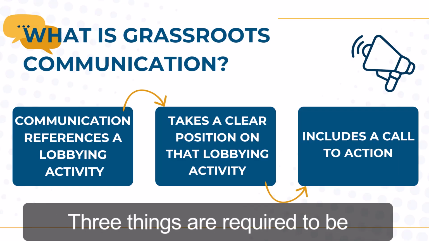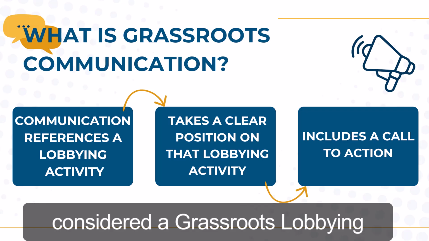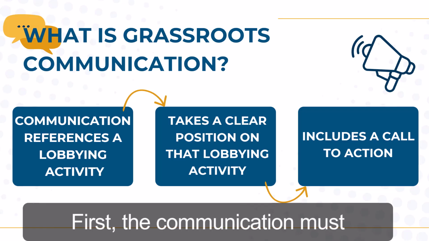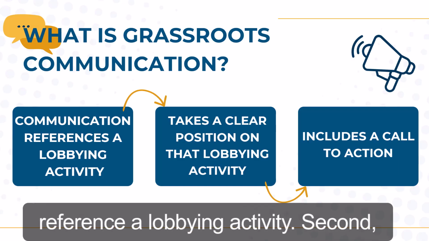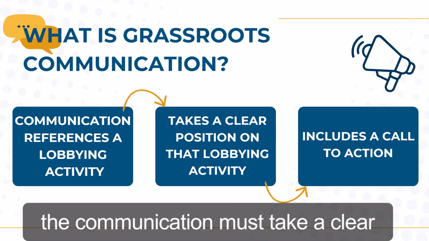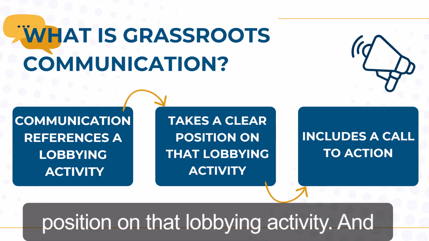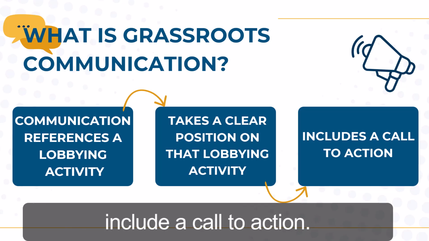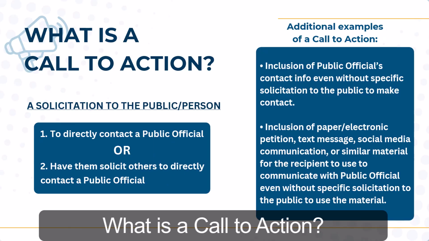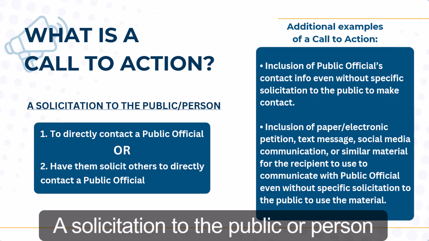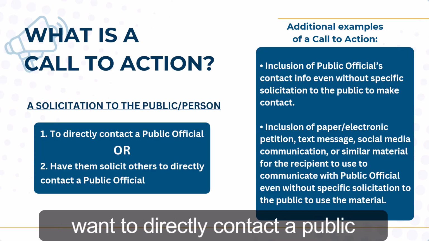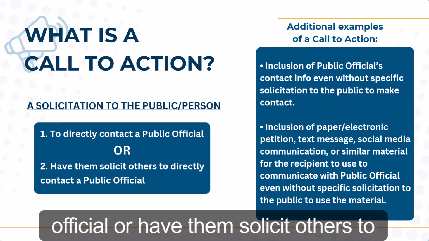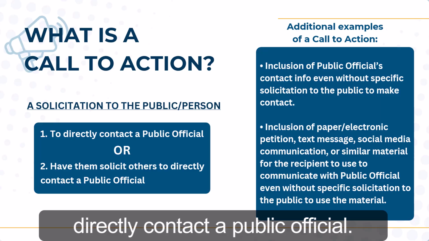Three things are required to be considered a grassroots lobbying communication. First, the communication must reference a lobbying activity. Second, the communication must take a clear position on that lobbying activity. And finally, the communication must include a call to action. What is a call to action? A solicitation to the public or person to directly contact a public official or have them solicit others to directly contact a public official.